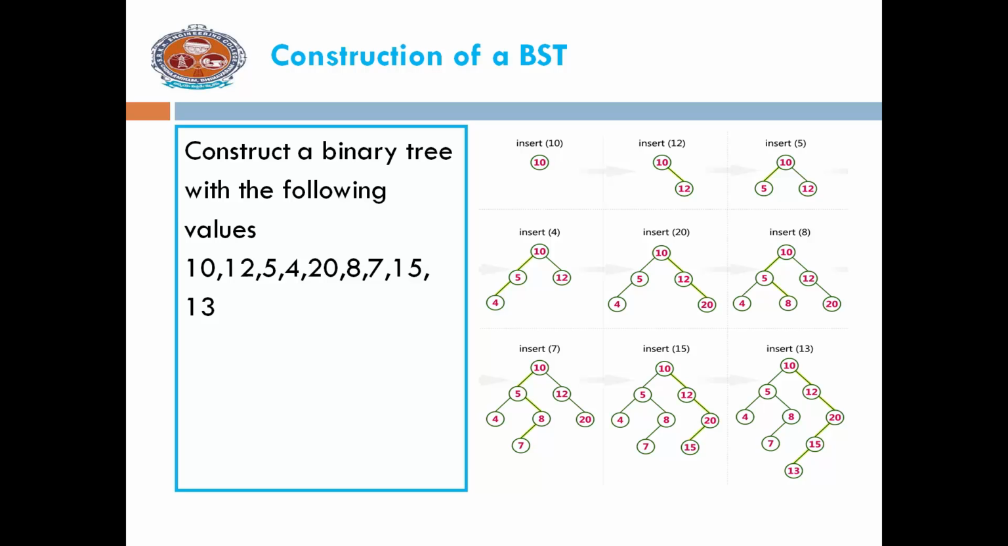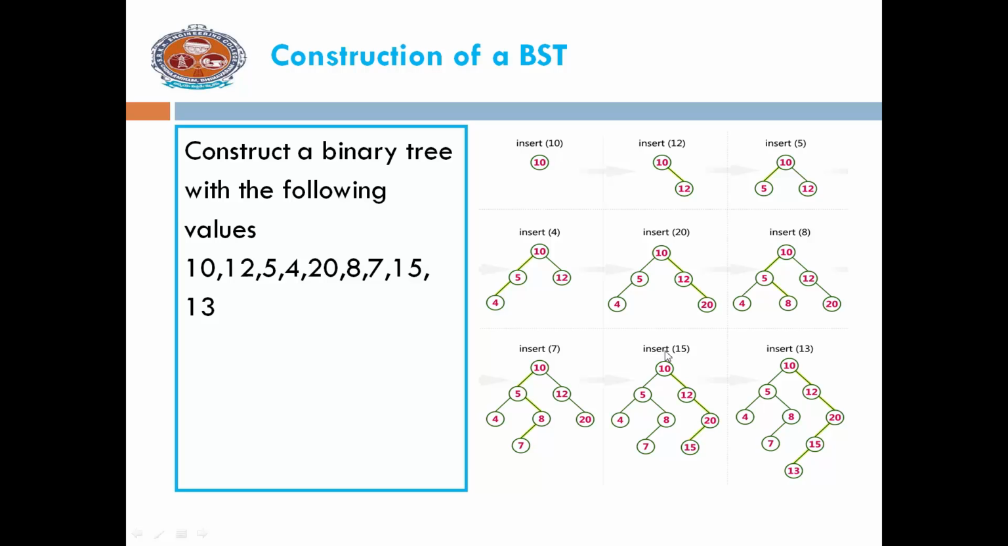Root value is 10. Compare 7 with 10. 7 is less than 10, so you have to move towards left. Now compare 7 with 5. 7 is greater than 5, so you have to move towards right. Again compare 7 with 8. 7 is less than 8, so you have to traverse towards left.